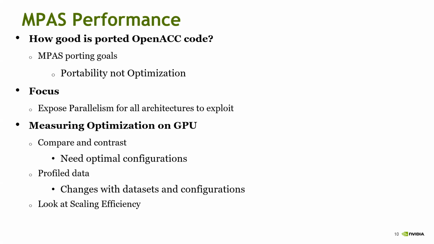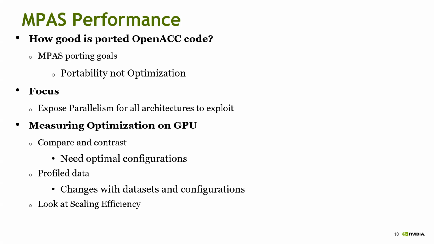So the majority of this was basically, the focus here was to actually expose parallelism for all architectures to exploit, not just GPU. A couple of ways to measure how well we have optimized this code would be to compare and contrast with other architectures which you have done in the past, but most of the time we need optimal configurations for other architectures as well. The other way to look at it is to look at the profile data for GPU, which we have presented in the past in a couple of different ways, but again, it changes with data sets and configurations.